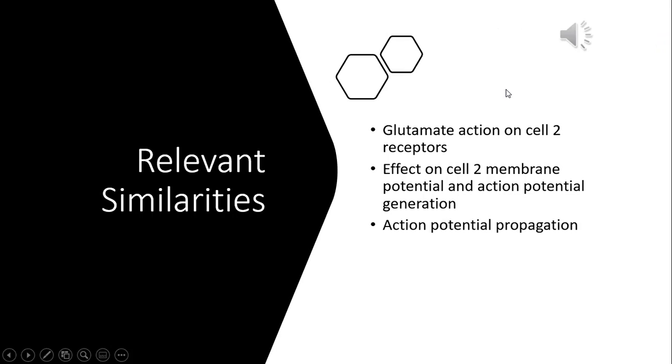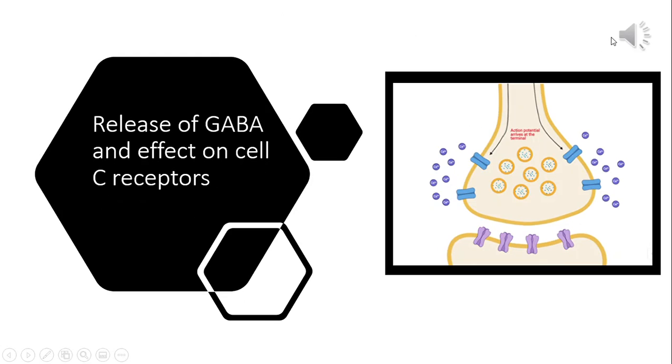Just like in excitatory circuits, glutamate is released from the terminal of neuron A to stimulate an action potential in neuron B. The action potential alters the membrane potential and propagates down the axon via the same mechanisms as in the excitatory circuit. The difference between the two circuits begins in the terminal of neuron B.